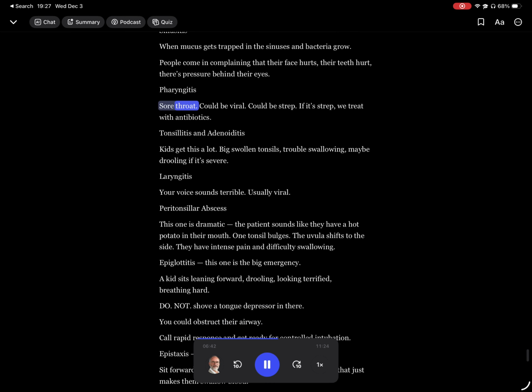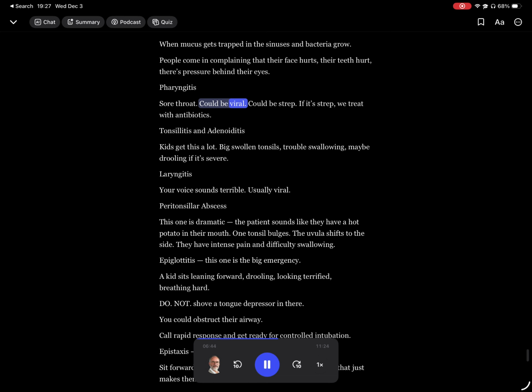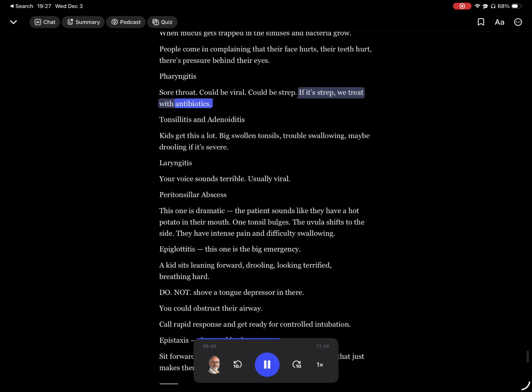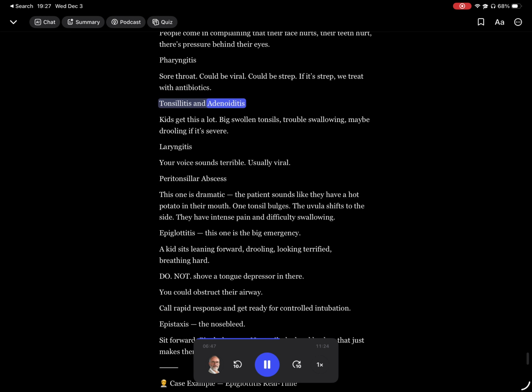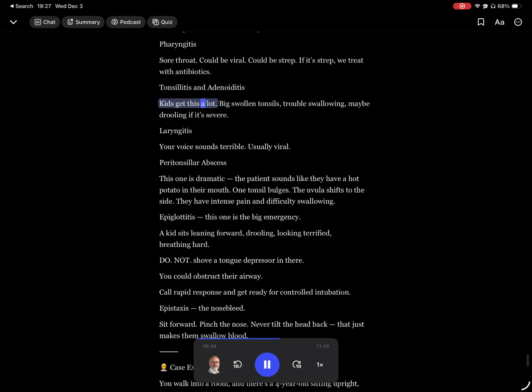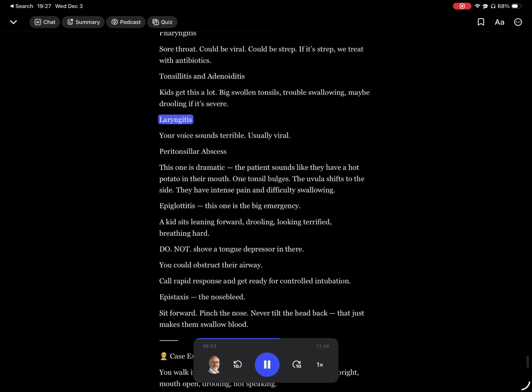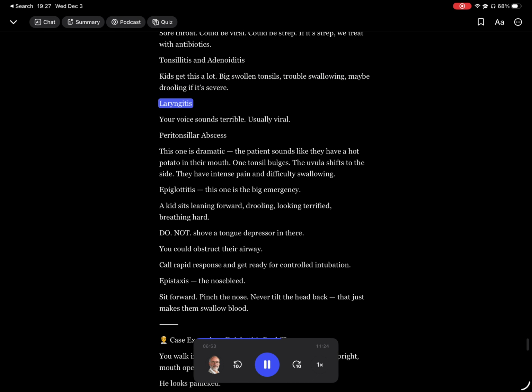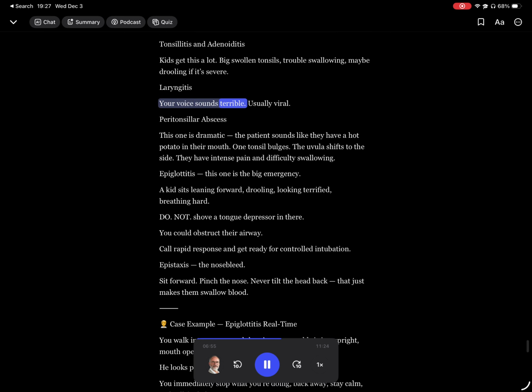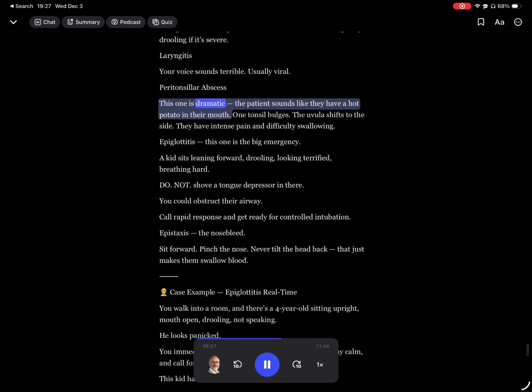Pharyngitis, sore throat. Could be viral, could be strep. If it's strep, we treat with antibiotics. Tonsillitis and adenoiditis. Kids get this a lot. Big swollen tonsils, trouble swallowing, maybe drooling if it's severe. Laryngitis. Your voice sounds terrible. Usually viral. Peritonsillar abscess. This one is dramatic.